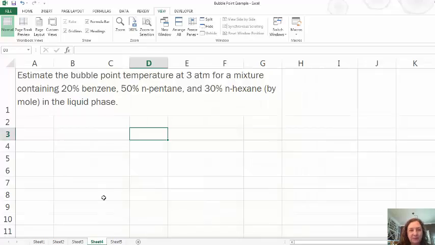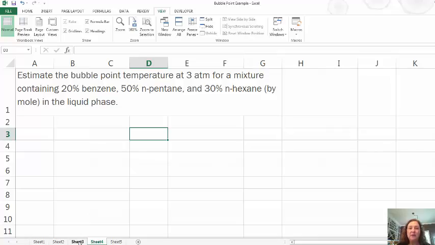So, for this example, we want to estimate the bubble point temperature when the pressure is 3 atmospheres. And in this particular case, we have a mixture containing 20% benzene, 50% n-pentane, and 30% n-hexane. All of those are by mole, and this is the composition of the liquid phase.